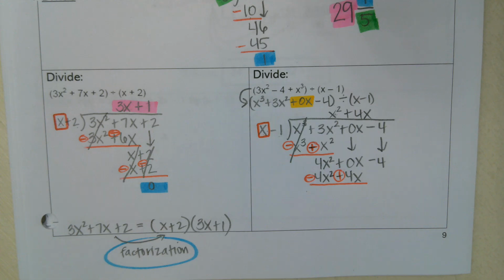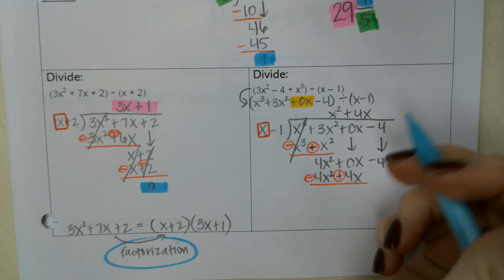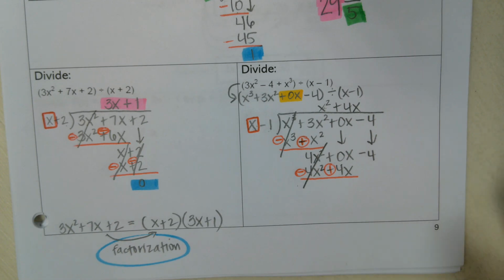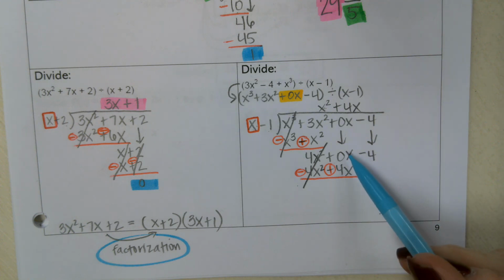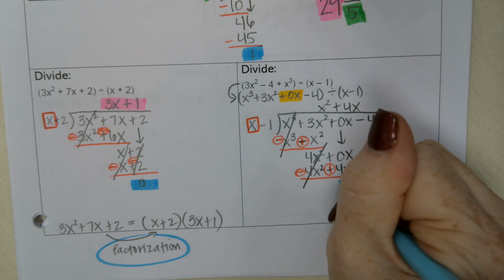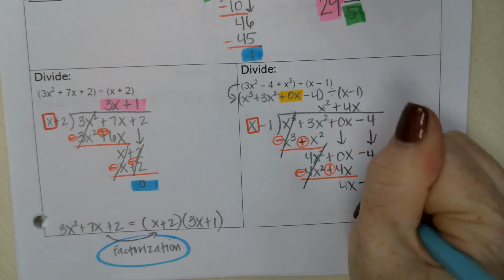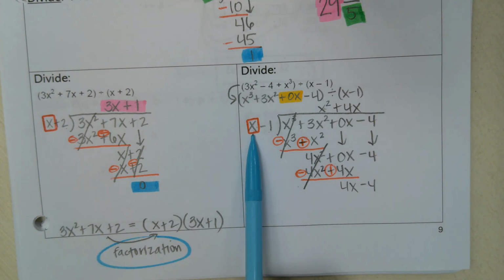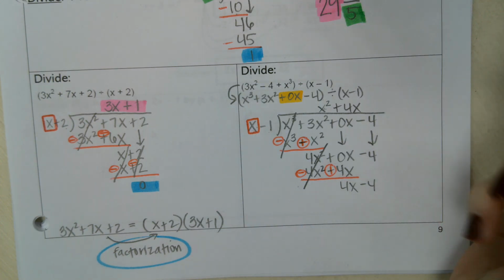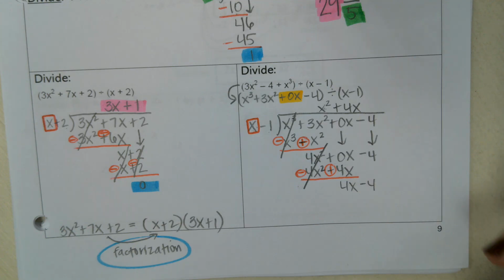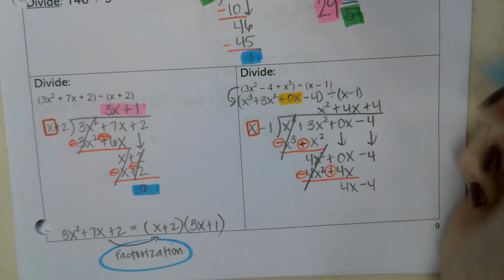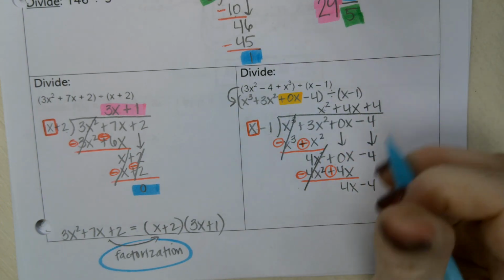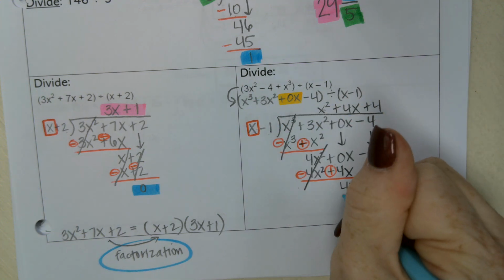And when I subtract a negative, that double negative becomes positive. What is 0 plus 4? 4. So that's 4x minus 4. What would I multiply by x to give me 4x? Just 4. So 4 times x and 4 times negative 1.